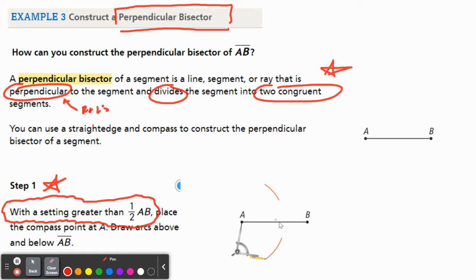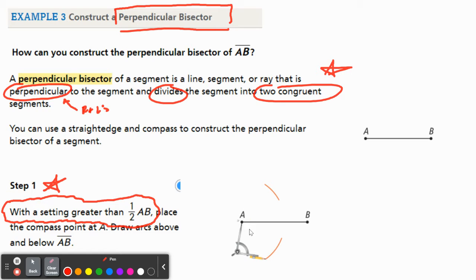You can't be shorter than 1/2, and you can't be exactly 1/2. A lot of people want to be exactly 1/2, because I think they know what a midpoint is. I don't know if we've talked about it yet, but they say, what if I put my arc on the midpoint? I think I'll be good. No, no, no. It has to be a little bit longer than where you think the midpoint is.